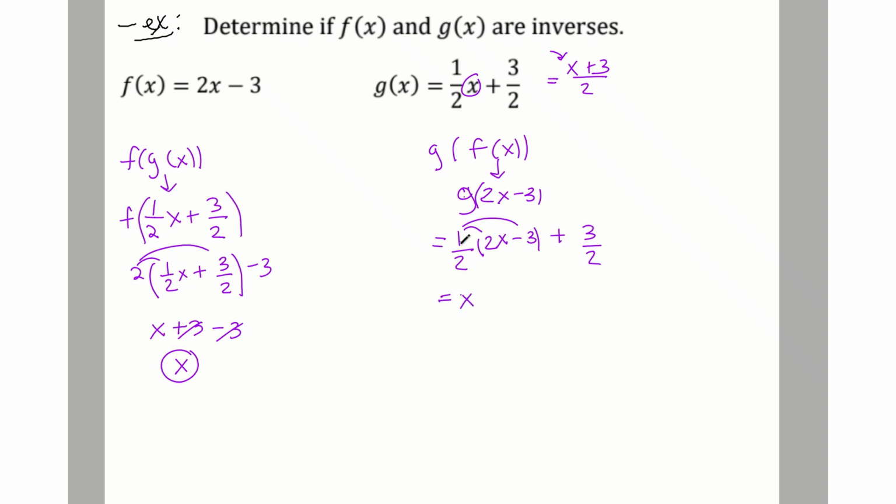All right, but then here, well, what's half of negative 3? And that's going to be minus 3 over 2. What do we have next? Positive 3 over 2. We can certainly cancel those out, and we are left with x.